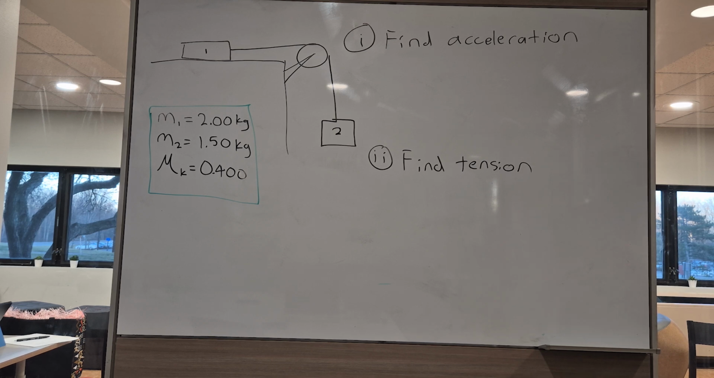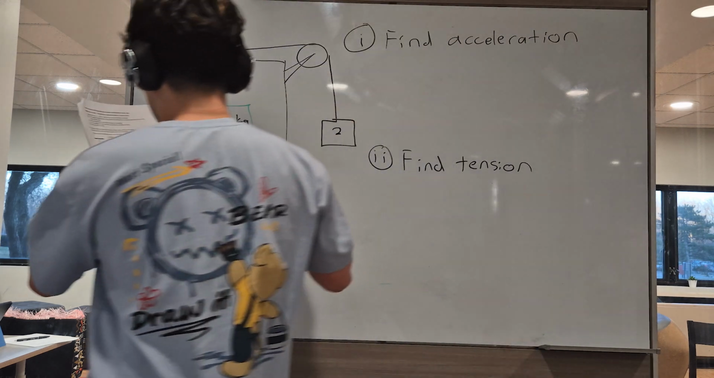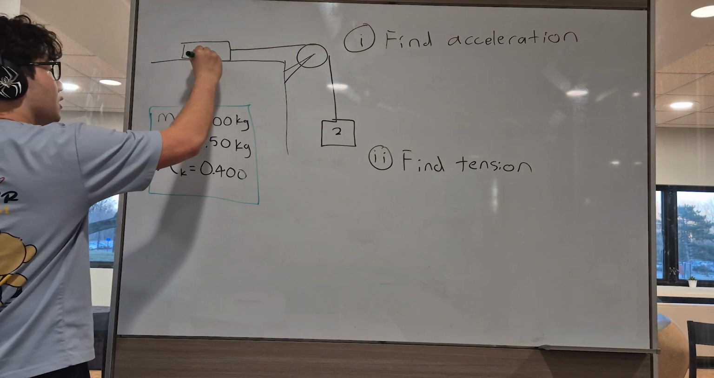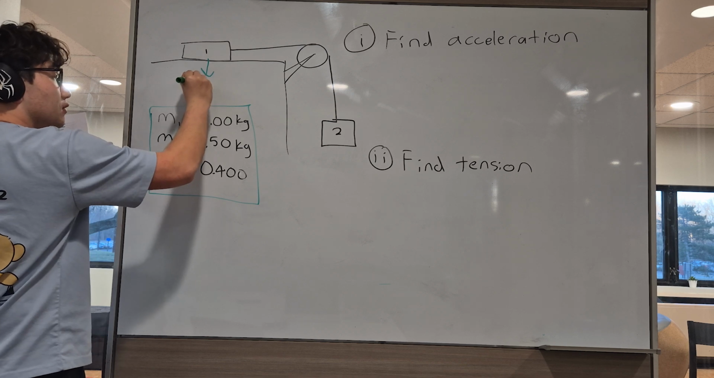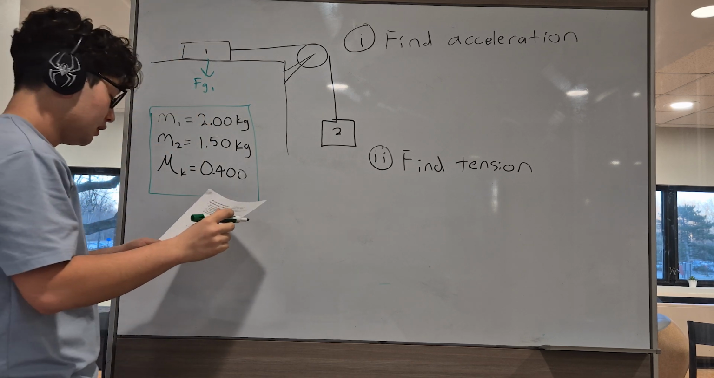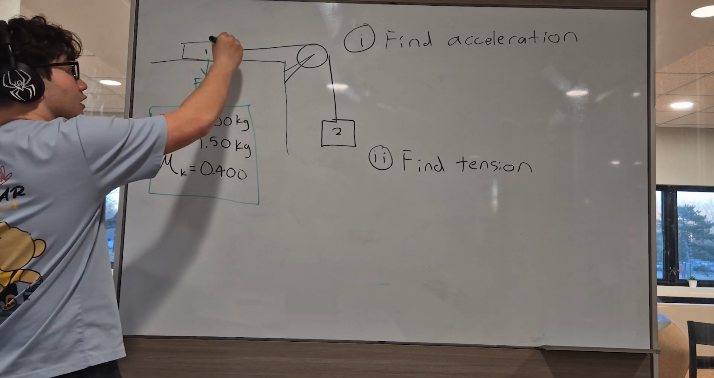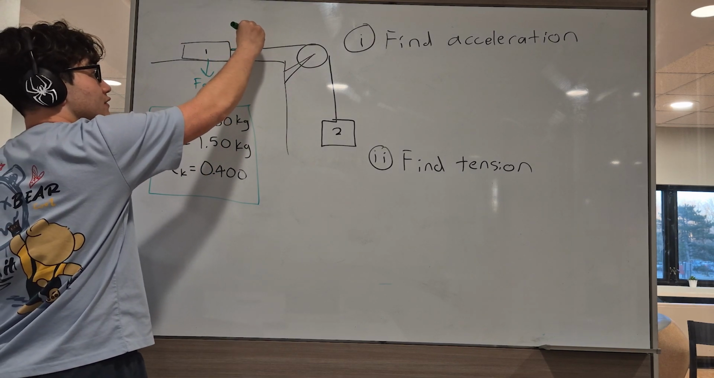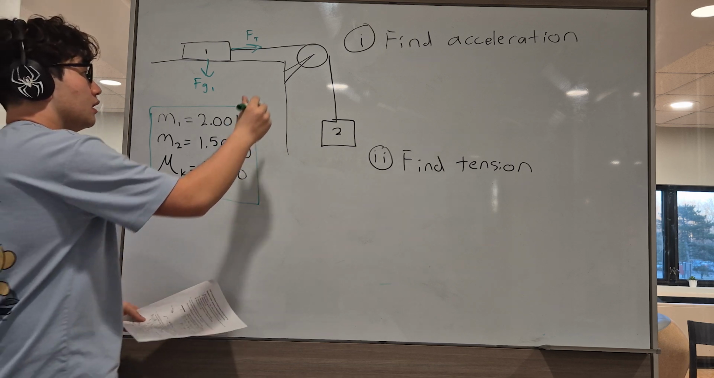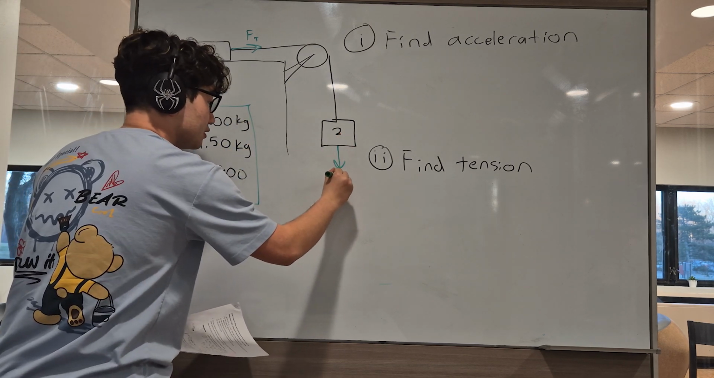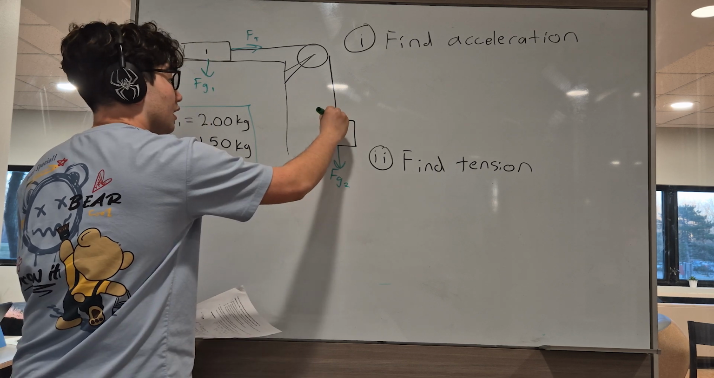So before we even begin this process, we should label our free body diagram. So we have our force of gravity 1 for block number 1. And then we have our tension force, which goes this way. We'll label that as Ft. And then we have force of gravity 2, and Ft up here.